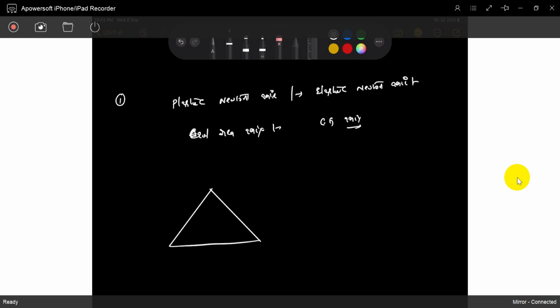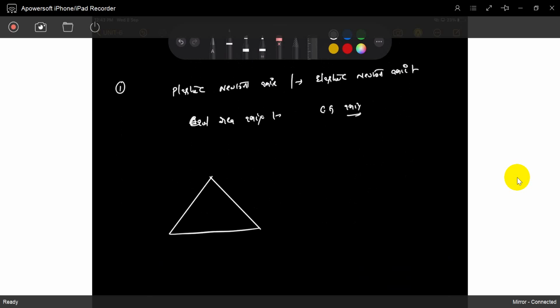If it is a triangle with height H, what is the CG here? Where is the CG axis located? How much height is there? H by 3. You already know it. That is the CG. That is the elastic neutral axis.